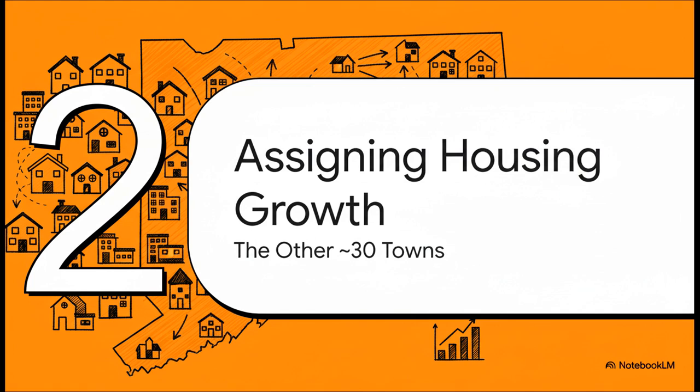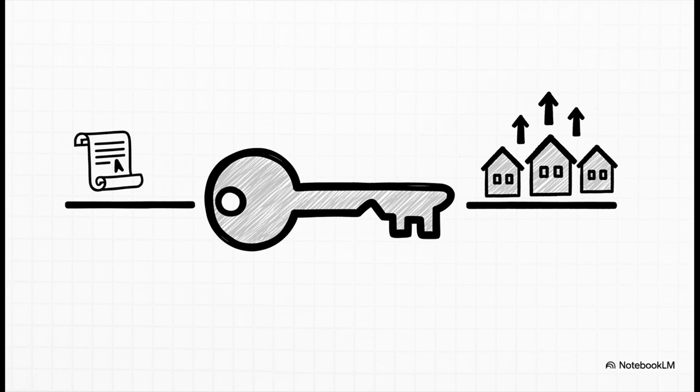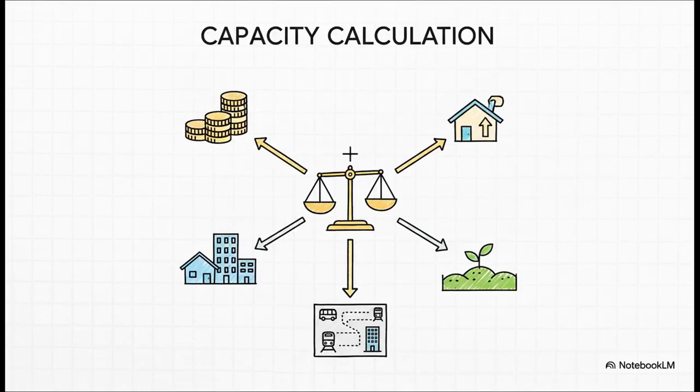All right, so let's shift our focus to that bigger group, the other 30 or so towns. How does the state decide which of them should take on new housing and how much? For this group, everything comes down to one key concept, municipal capacity. This is the central idea the law uses to figure out which communities are best equipped to support more housing. So what goes into measuring capacity? Well, the state looks at a whole mix of things. There are economic factors like income levels and property values. Then there are physical ones, like how much housing is already there and if there's available land. And really, crucially, they look at location, things like a town's access to jobs and transportation.